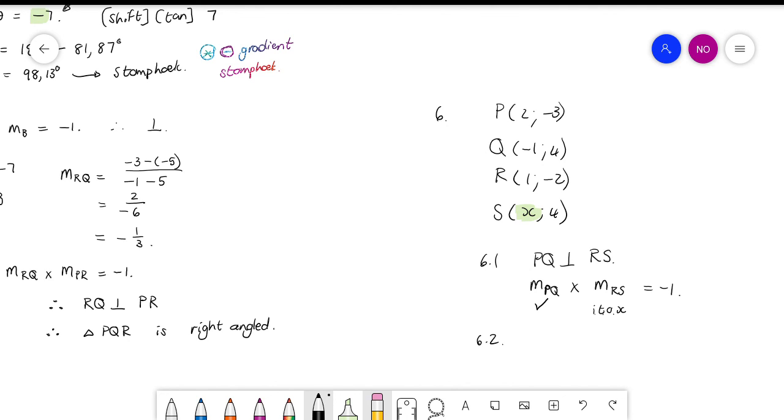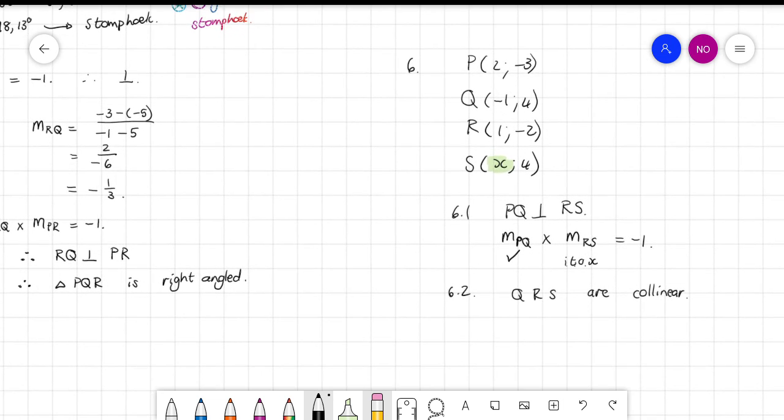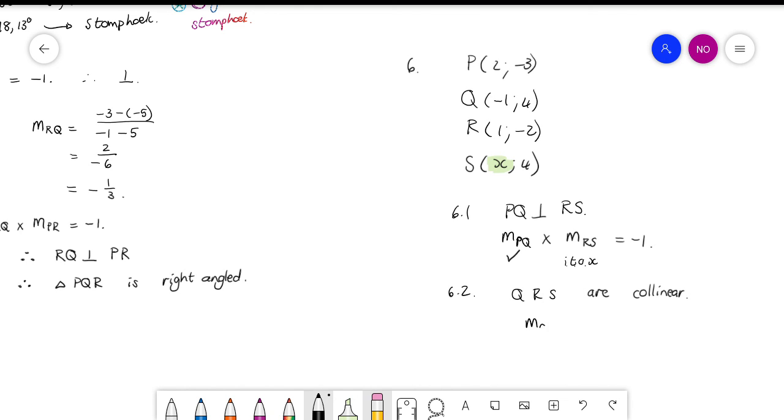And for 6.2, they say if Q, R, and S are collinear. For that one you must remember, it means that the gradient of QR, which you can work out, will be equal to the gradient of RS, which you can work out in terms of x, and then you just solve for x.